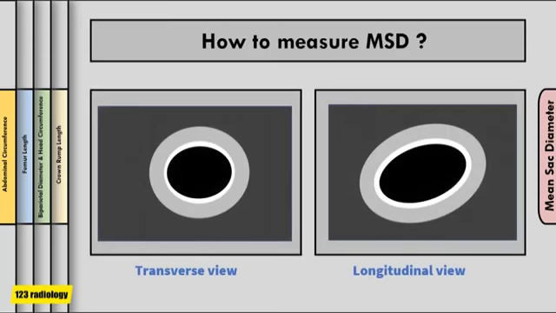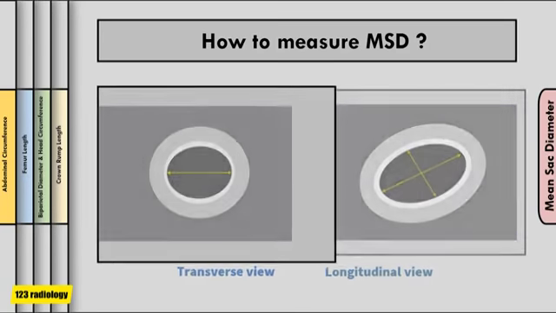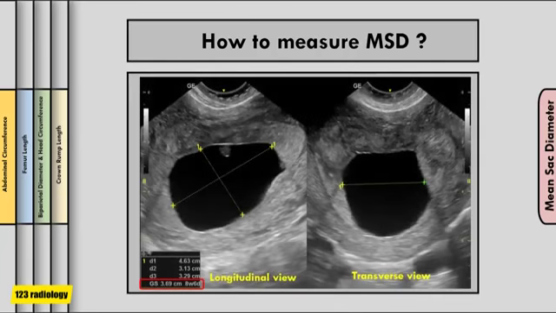Obtain longitudinal and transverse views of the gestational sac. On the longitudinal image, measure the length and height of the gestational sac. Only measure the anechoic area excluding the echogenic rim around. On the transverse image, measure the width of the gestational sac. Remember, only measure the anechoic area excluding the echogenic rim. Add the dimensions length, width and height, and divide by 3, and you will get the mean sac diameter.